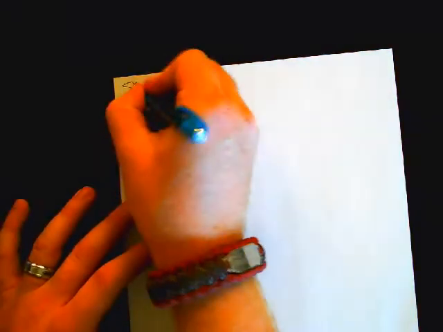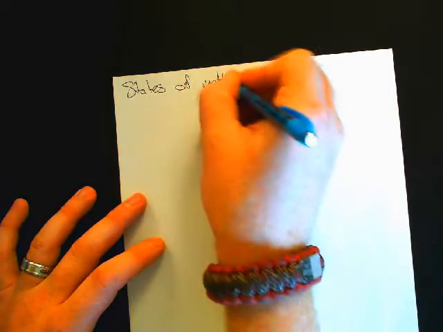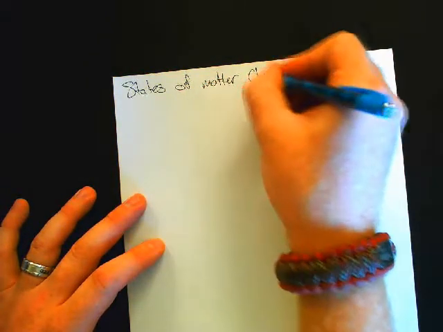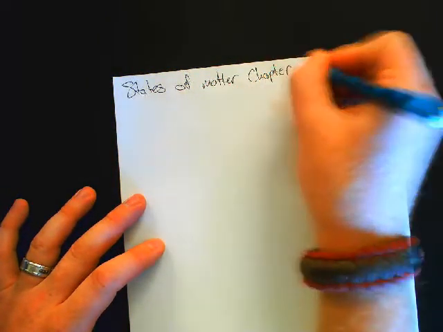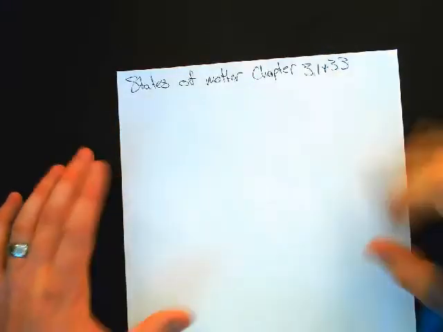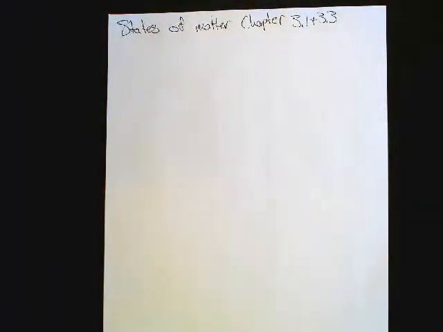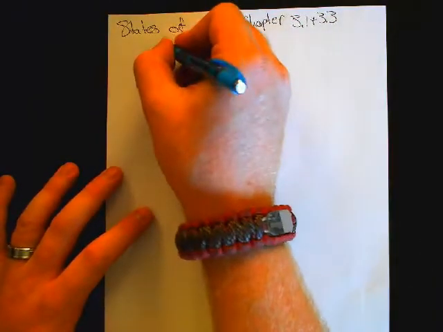So, states of matter, chapter 3.1 and 3.3. All right. For the entire topic of states of matter and phase changes, there's one governing theory that helps us understand what's going on when something changes from one state to another, or what's going on for the particles in each state of matter. And that's the kinetic theory of matter.